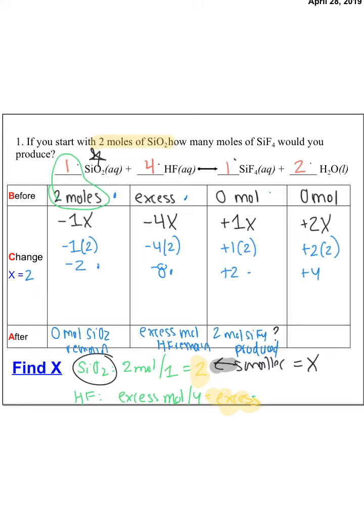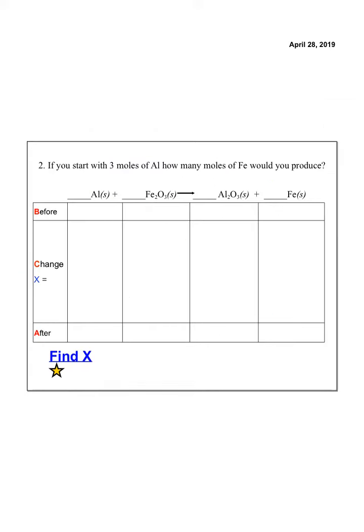And 0 plus 4 gives us 4 moles of H2O produced. This question asks for how many moles of SiF4 would you produce, so there's my answer right there. 2 moles of SiF4 will be produced. All right, this one is very, very similar, so I want you to pause the video and try it for yourself, and then you can check your answer.